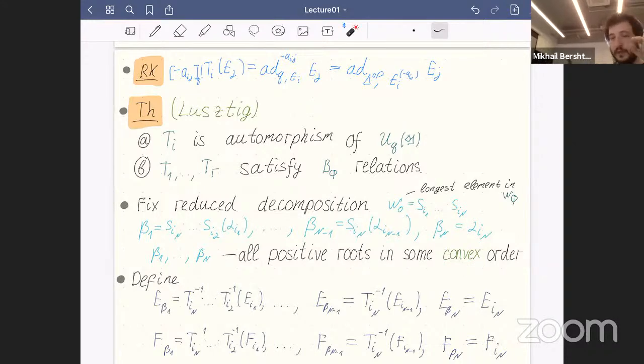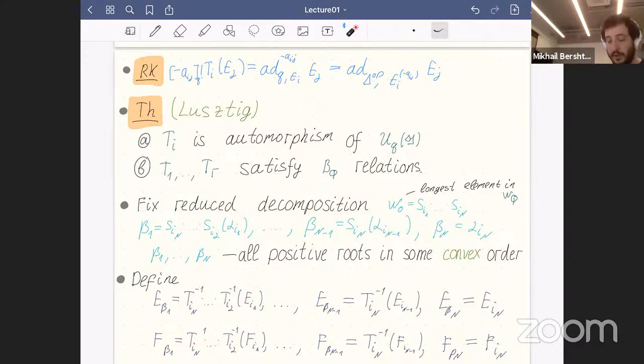The word convex means that if we have beta, gamma, and beta plus gamma all roots, then beta plus gamma will be between beta and gamma. This is the meaning of the word convex, but I will not use this property explicitly. You can think about this also as follows. If you act by W_0, then all positive roots become negative. The length of an element is the number of positive roots which it makes negative, and the longest element makes the maximal number.